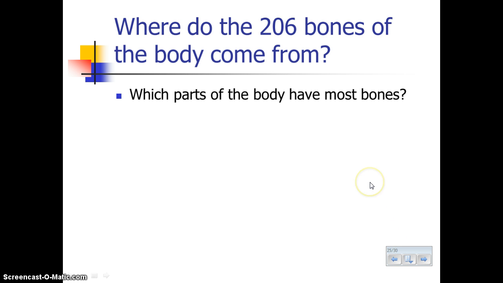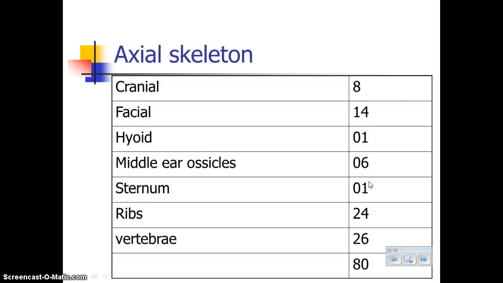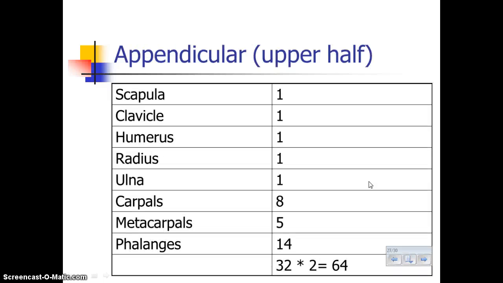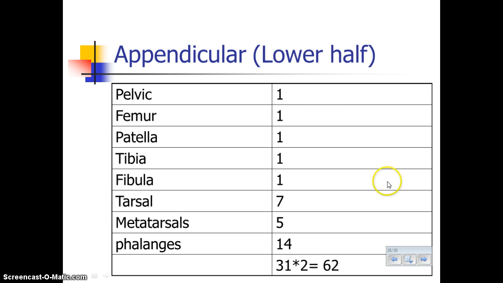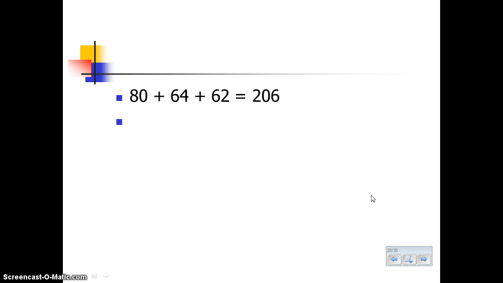If you've wondered where the 206 total comes from in the body, you can flick through these slides and figure it out. This is the bone count from the axial skeleton. As we look at the appendicular, here's the upper count. We have to multiply by 2 because we have a right and a left arm. And then again multiplying by 2 for the left leg and the right leg. And if you add all those numbers up, you get the magic total of 206.